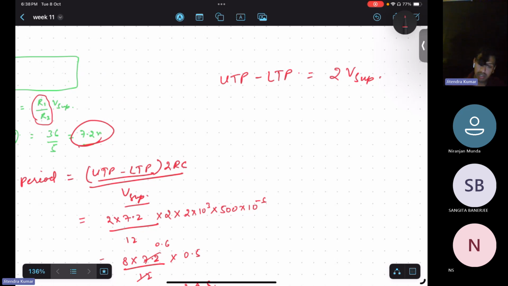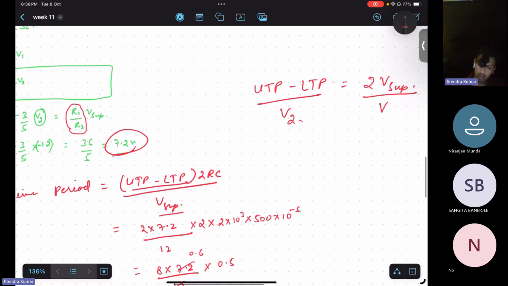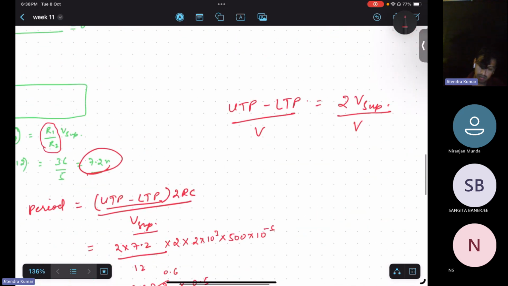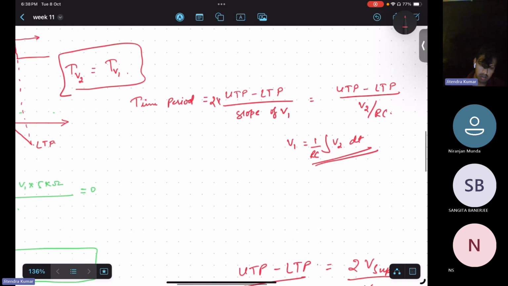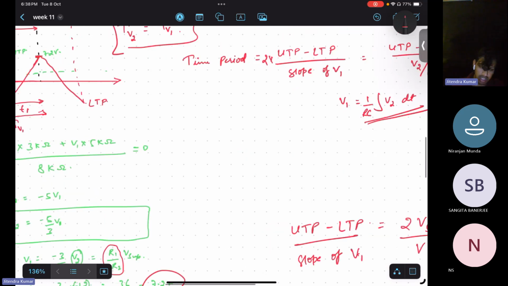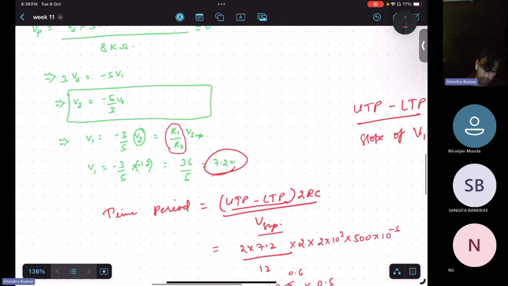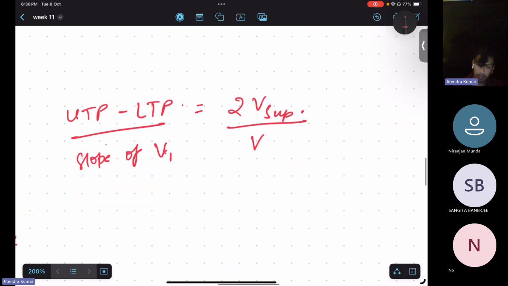And divided by the slope of V1. So the slope of V1 we have derived here, right? Slope of V1 is from this expression. Slope of V1 is R1 by R2 divided by V supply.